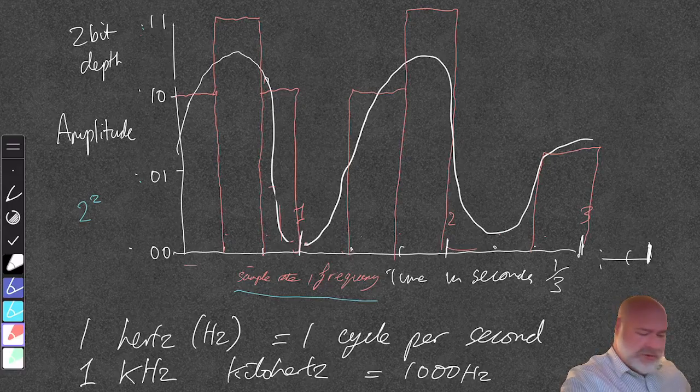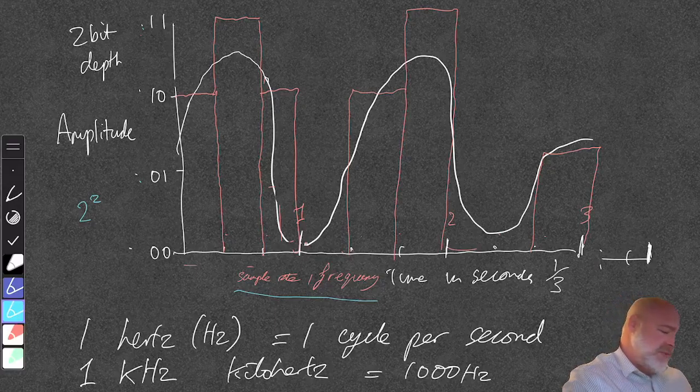So a bit of jargon for you, which you need to know. 1 hertz is a frequency, 1 cycle per second. Our frequency is measured in hertz. Now kilohertz is what we tend to use when we're talking about sampling, because we take quite a lot of samples now to capture an analog sound, and that's 1,000 hertz. So a kilohertz is 1,000 hertz.